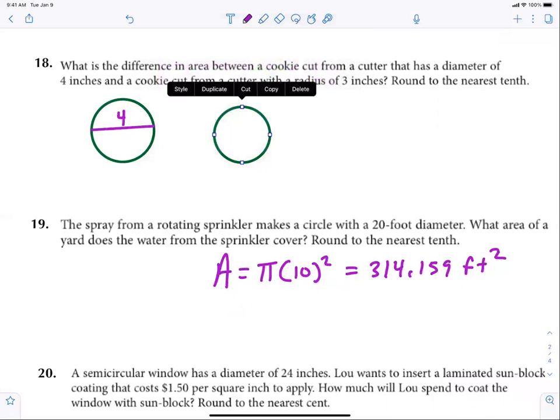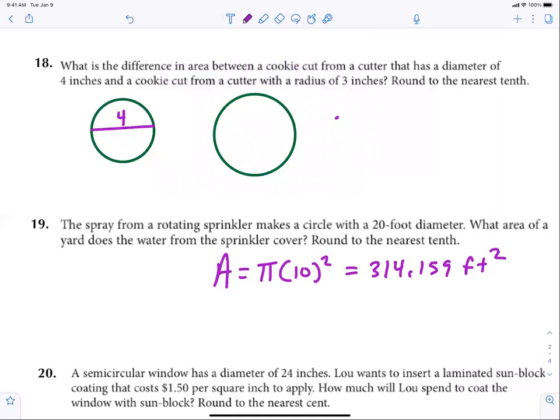Which means this cookie is actually bigger. This radius is 3, while this radius over here would be what? 2. So what's the difference? I want to know what the area of this cookie is and what the area of both cookies is. Quickly, Logan. Which is 12.566 inches squared. And then the other one is.